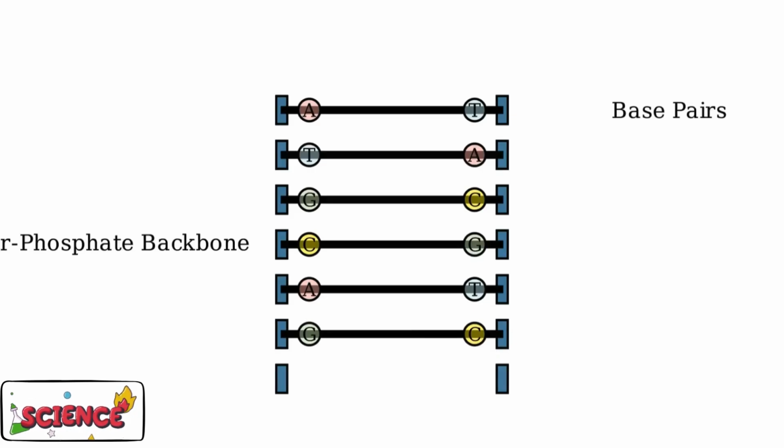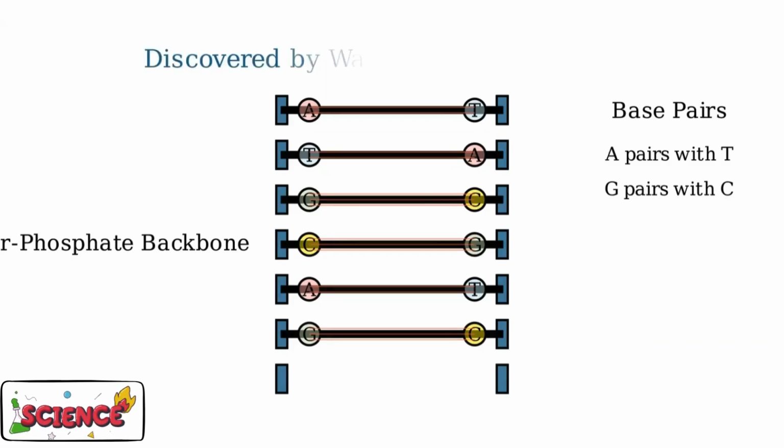These bases follow specific pairing rules. There are 4 types of bases: adenine, which always pairs with thymine, and guanine, which always pairs with cytosine. These base pairs are held together by hydrogen bonds, shown here as red lines. AT pairs have 2 hydrogen bonds, while GC pairs have 3, making them more stable.